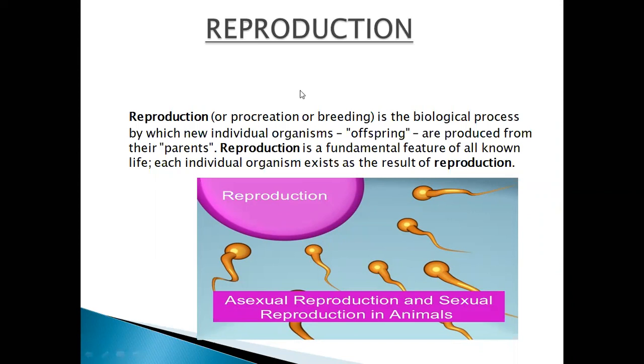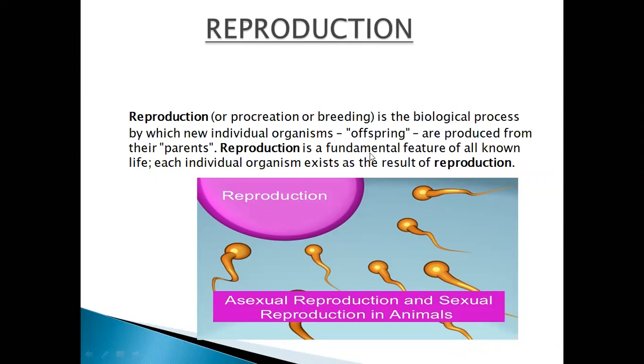In terms of biology, you can say that the multiplication of an organism, an increase in the number of individuals, is known as reproduction. Reproduction, or procreation or breeding, is the biological process by which new individual organisms, offsprings, are produced from their parents.